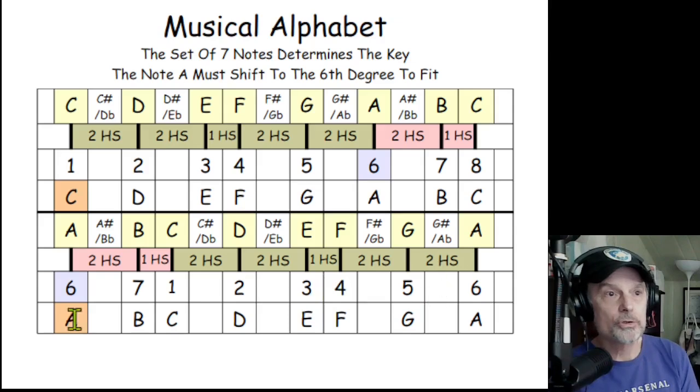2-2-1, 2-2-2-1, 2-1, 2-2-1, 2-2. So the degree we start on determines the mode. Each mode has a characteristic sound because of the order of double and single half steps. But if we recognize the unchanging pattern, it will be easier to remember them. We will discuss modes in episode 4.